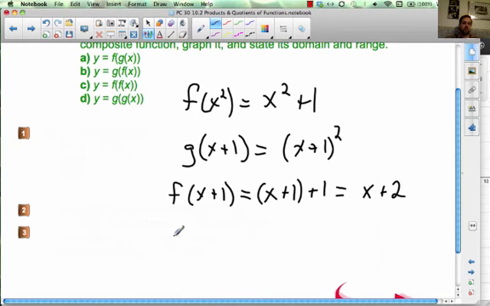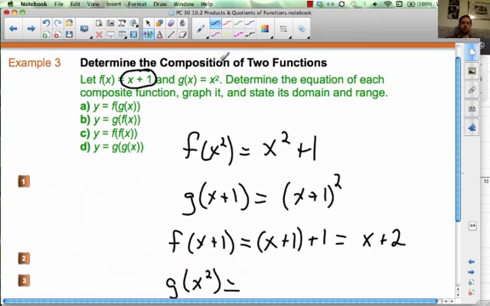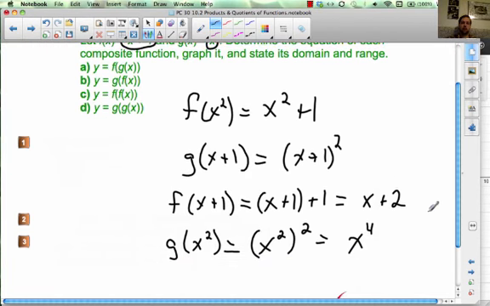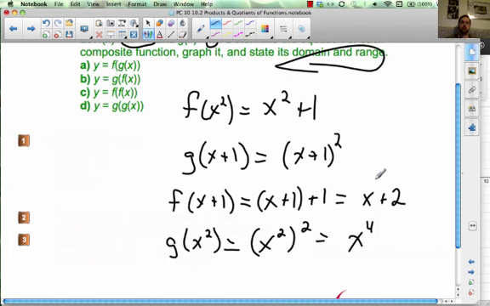G of x becomes g of x squared. Now g was originally x squared, so if we replace each x with an x squared, and then we square the whole thing, we get x to the 4. Okay, so let's state the domain and range of each of these things.